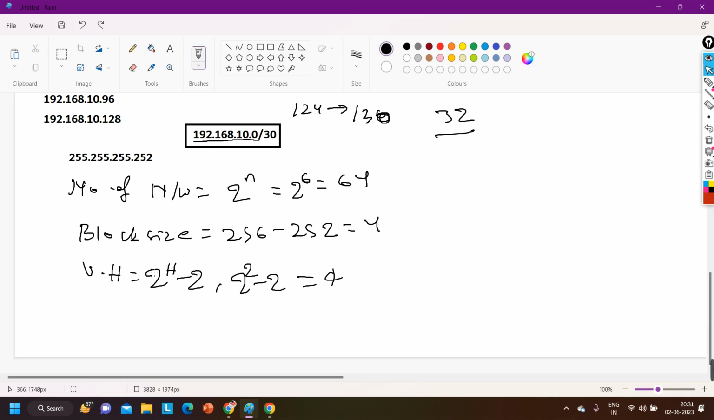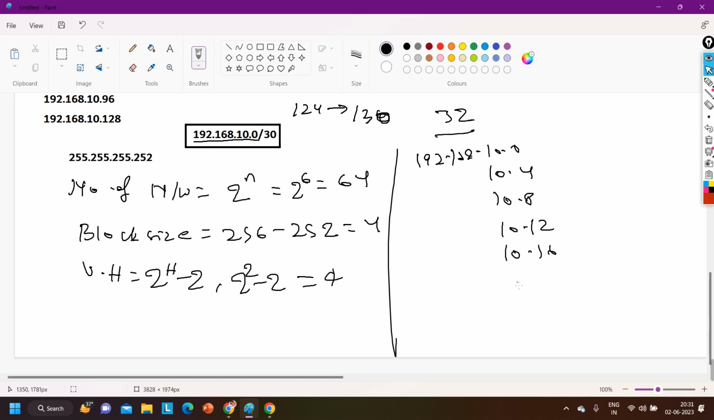Okay, so the first network ID will be 192.168.10.0. The second network ID will be 10.4. Block size 4, then 10.8, 10.12, 10.12 plus 4, 16. Yes or no? 10.20, 10.24, 10.28, like this. There are 64 networks.